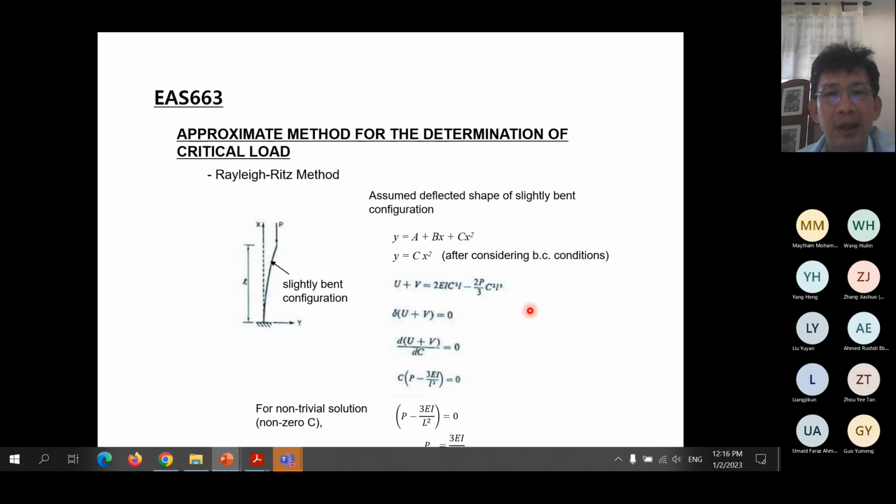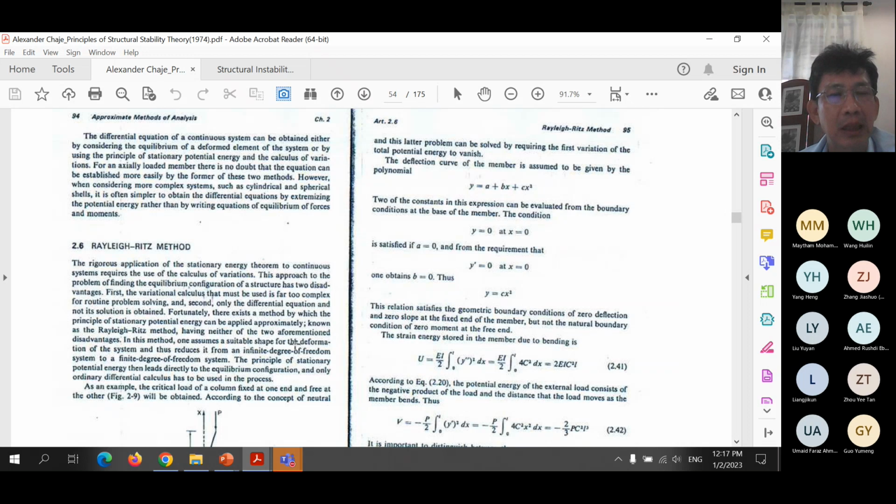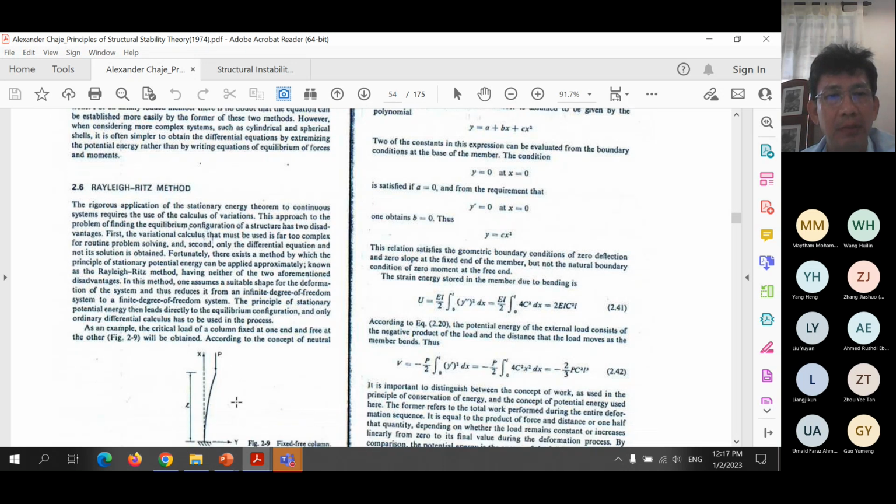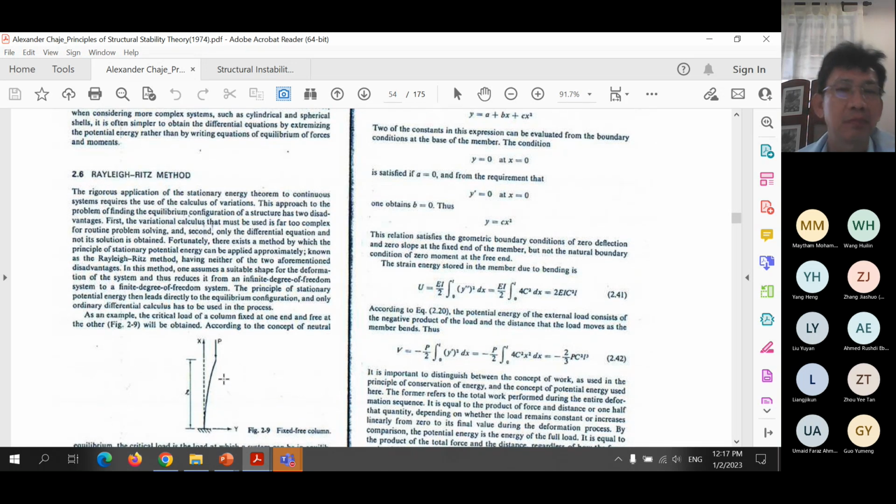Now, let me use this particular example to briefly go through the process with you. This example is given in section 2.6, where the details are given. I just summarize the main equations, and you can refer back to all the detailed explanation steps about solving this problem. For a cantilever, a fixed-free column, what is the P critical? We know the solution from Euler theory. Then we can compare the accuracy of the Rayleigh-Ritz method and the factors affecting the accuracy.